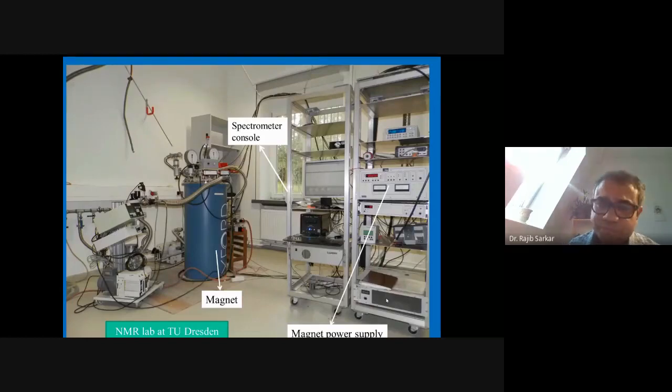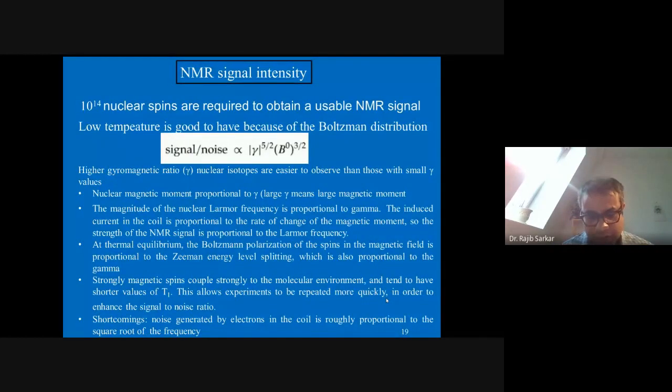Okay, so let's go a little bit further. I want to give you more information about how to improve your NMR signal intensity, because I told you that this nuclear magnetization is at least 10 to the power 6 times smaller than the electronic magnetization. So if somebody tells you, okay, I give you a sample, please measure NMR for me, then the first question you have to ask is, how big is the sample? Because to really get a usable NMR signal, you need at least 10 to the power 14 nuclear spins.